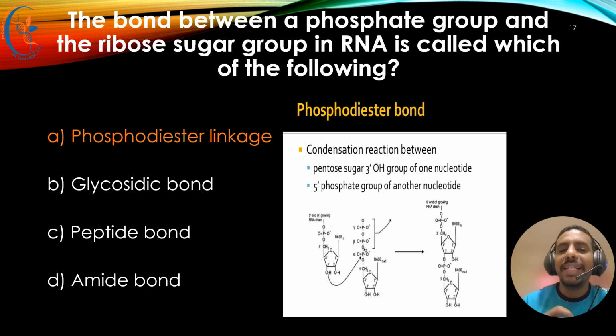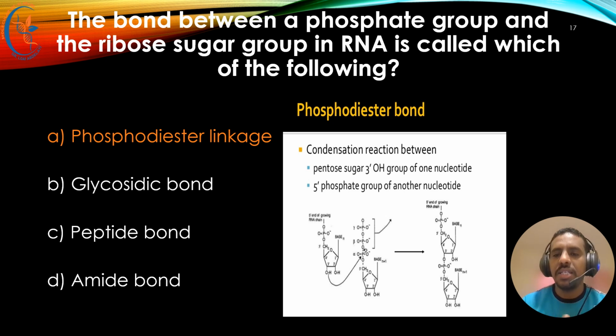This important linkage forms the backbone of the RNA molecule, connecting adjacent nucleotides through strong covalent bonds. Think of it as the glue holding the RNA structure together. It works by linking what? The 5' carbon of one ribose sugar to the 3' carbon of the next ribose sugar. So this creates a continuous chain.